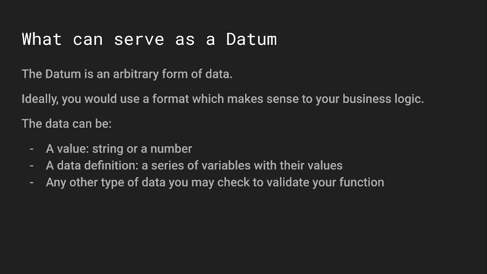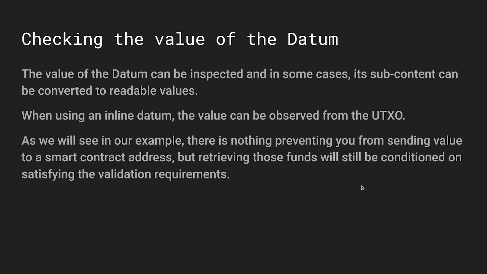and any other type you may create to check the validation of your function definition. By checking the value of the datum, you can inspect it on the Cardano Explorer. You can basically look at the transaction, see the UTXO, and inspect the value of the datum to see how it looks. When you're accessing the Cardano CLI using an inline datum, the value will be observable from the UTXO, as we'll see in some other examples.